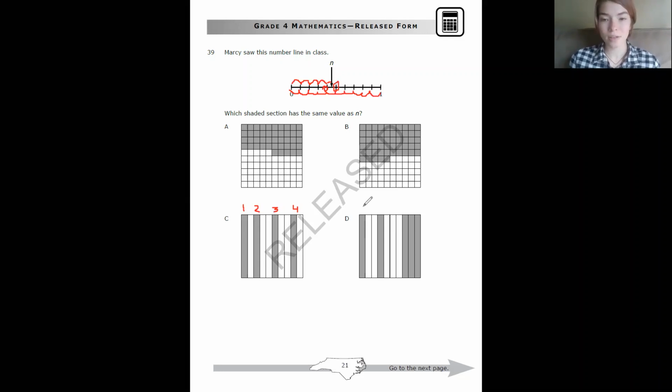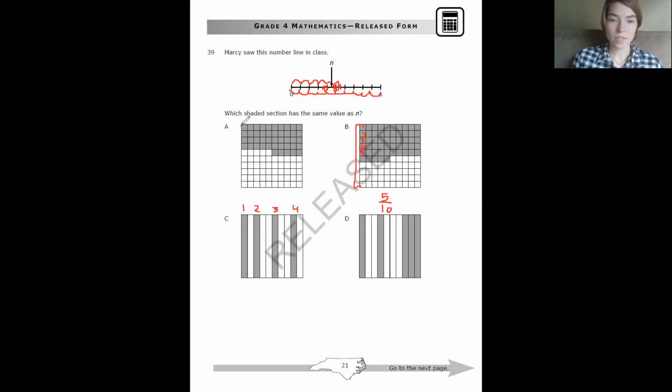If we look at choice D, we have exactly 5 of these columns filled in out of 10. So that's 5/10, which is equal to exactly 1/2. And again, that's going to put us at this middle marker that's a little bit past n. If we look at answer choice B, out of 10 total rows, we filled in 1, 2, 3, 4, 5, 5.5 rows. So that would put us at 5.5 markers in, which is too far.